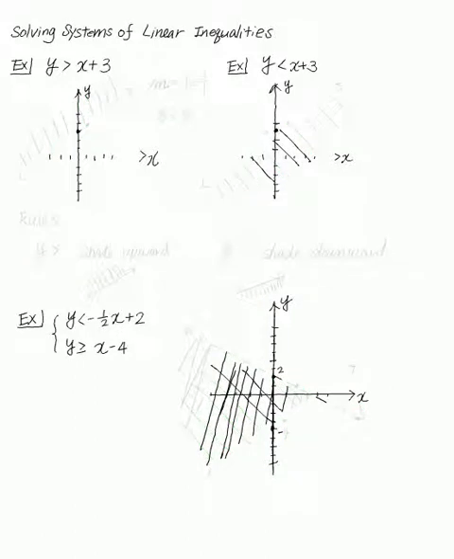Solving systems of linear inequalities. In our first example, we have y is bigger than x plus 3. Now I want us to recall that when we just have one inequality, we've done this before. There's a rule, and the rule says that when I have y is larger than a function of x, in this case, then we're going to be shading upward.